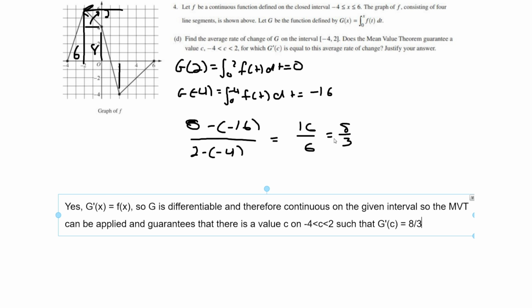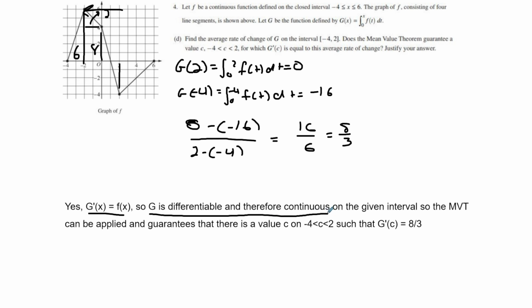And you don't have to word it exactly like I did. The important parts here are, you don't even have to include this part, but that's kind of important. What you have to say is g is differentiable and continuous, and then you could basically just say that there is a value on the interval where g prime of c equals the average. You probably don't even have to write the actual number, but you probably get a point for the correct number, and then you get a point for this as well, the actual interpretation.